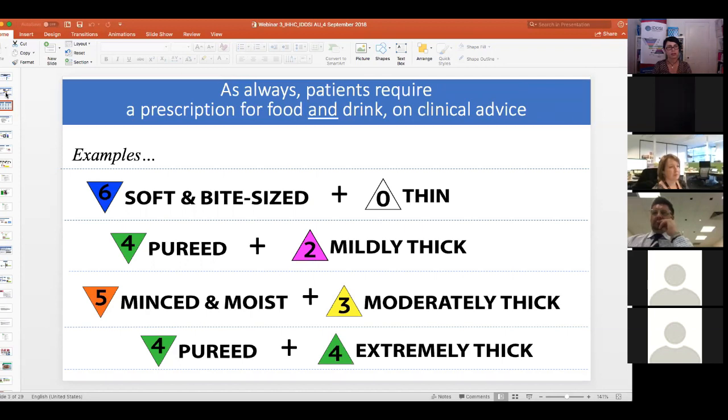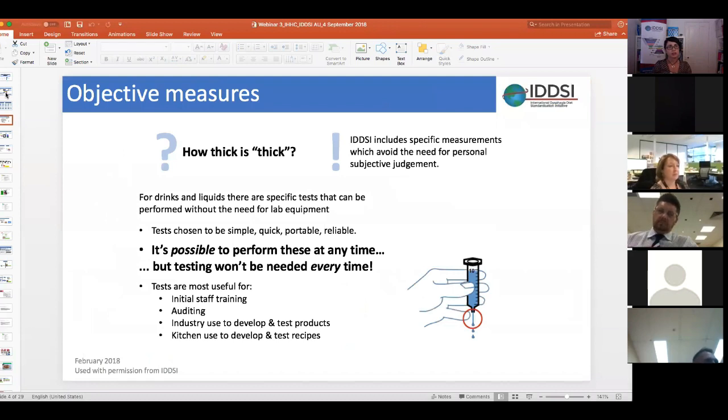So just because someone requires pureed food does not mean that they need extremely thick liquids, and similarly if they're having moderately thick drinks, they don't necessarily need all foods to be liquidised either. So they might need their soups to be liquidised, but they may also be able to have minced and moist foods, for example. So that's one of the ways that the framework needs to be looked at as well there.